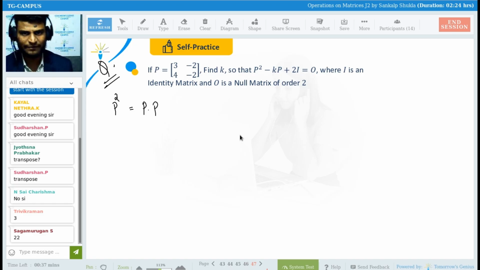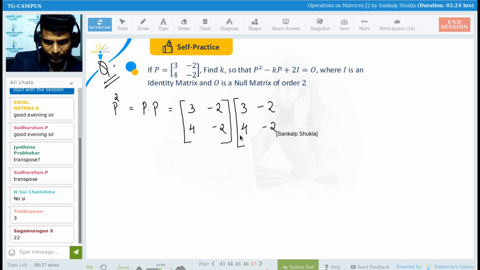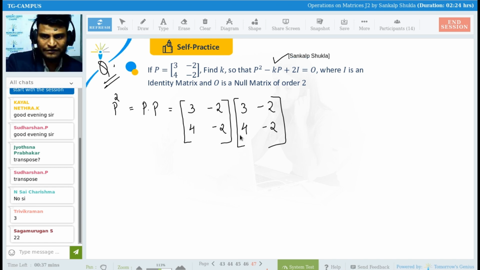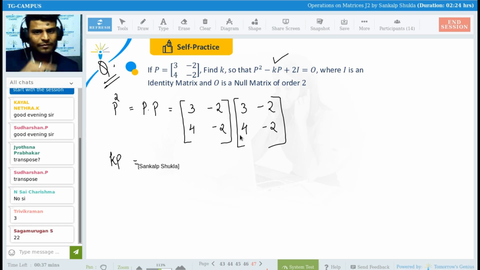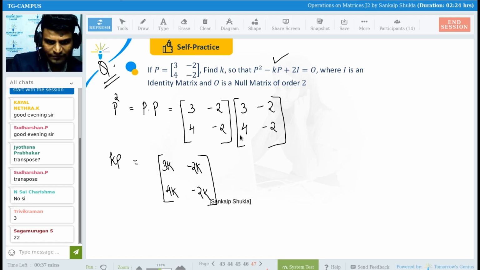Just don't square each and every element. This is not the proper way. You have to multiply P with P. So 3 minus 2, 4 minus 2, again multiplied by 3 minus 2, 4 minus 2. So this will be your P square. What is KP? We don't know, but KP will be what? K will be multiplied to each and every element in P. So that will be 3K, minus 2K, 4K and minus 2K.